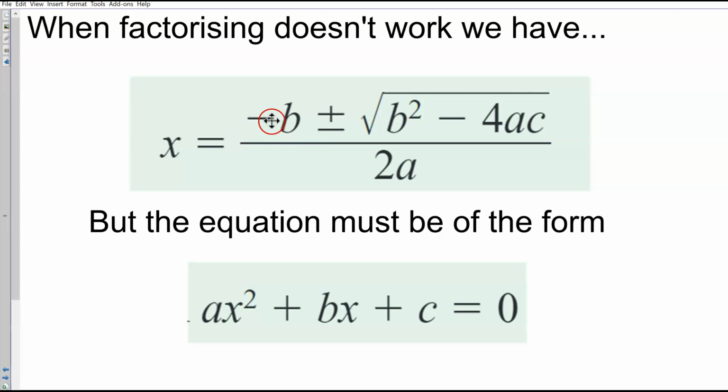So it's the negative of B plus or minus. Now it's plus or minus because whenever you square root a number, you always get a positive and a negative answer. We would say a positive or a negative root. B squared, so it's just that bit squared. Then you're going to subtract 4 times A times C, and that's all being divided by 2 times A.